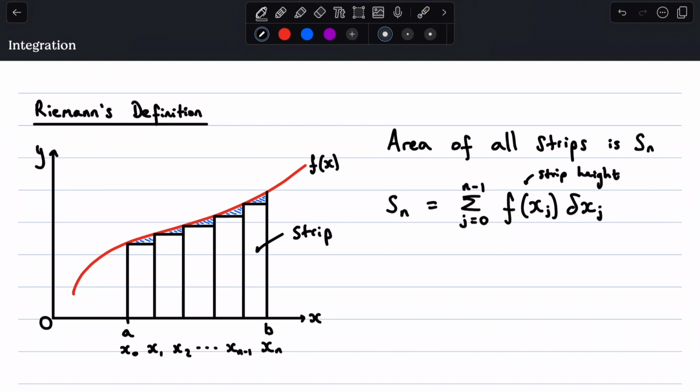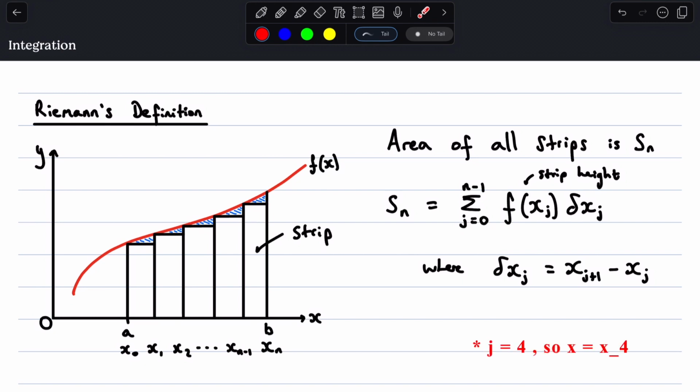So an additional equation to this would be where delta xj equals x of j plus 1 minus xj. So for a j equaling 3 example, j plus 1 is x equals 4, which is here, minus x equals 3, and so that would be our distance across, and we've times by our f of x3.